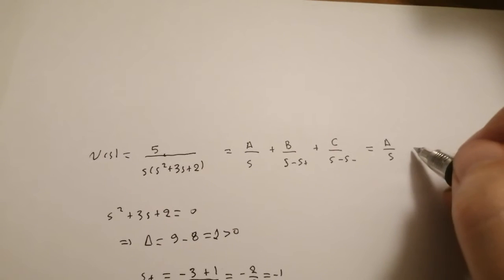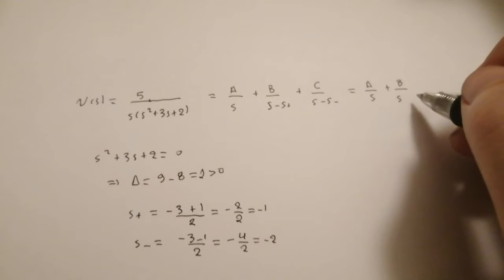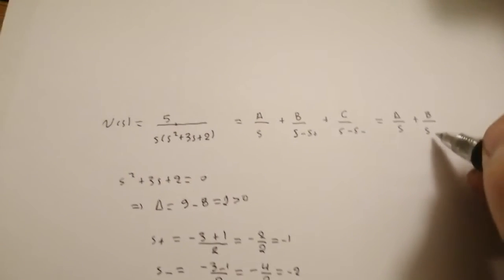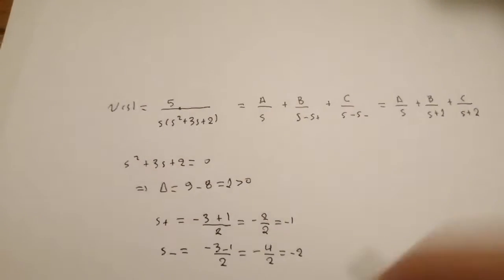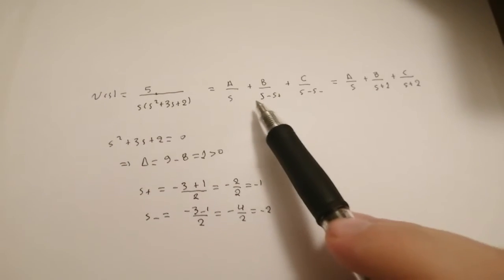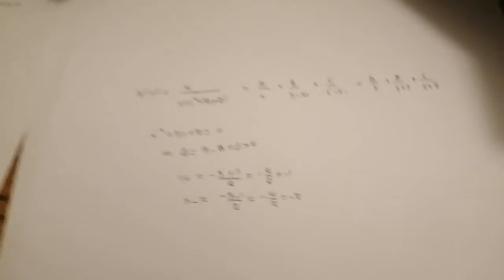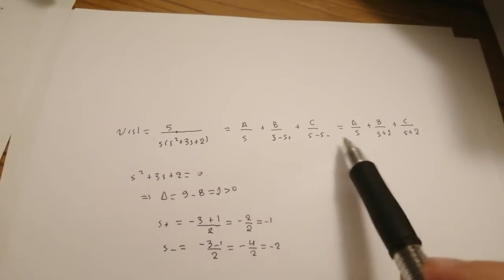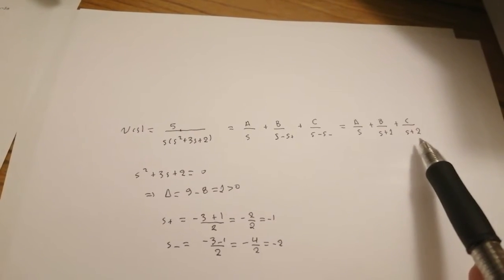So this can be written as A over s plus B over s plus 1 plus C over s plus 2. Now what I have to do is find these coefficients A, B and C, okay? So I go here and multiply both sides by s times (s plus 1)(s plus 2).